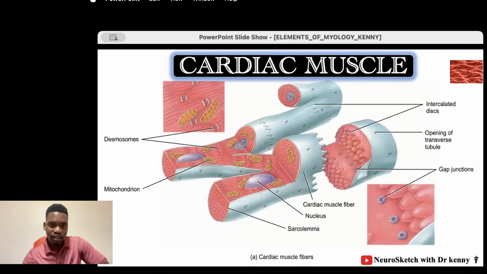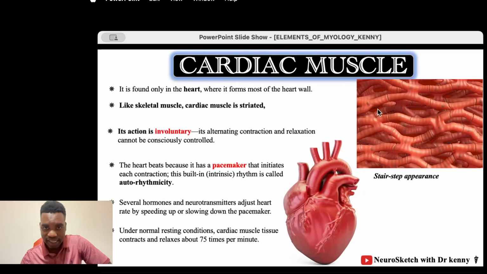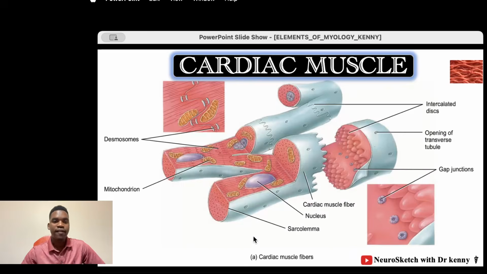The cardiac muscle has this branching, like you see, which wasn't present in the skeletal muscle. You see we have branching, from here to here, and then from here to here, and then here. And this is known as the stair step appearance. It's like you are moving along the stairs.